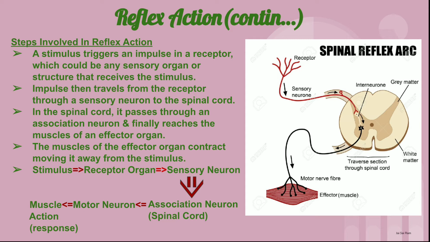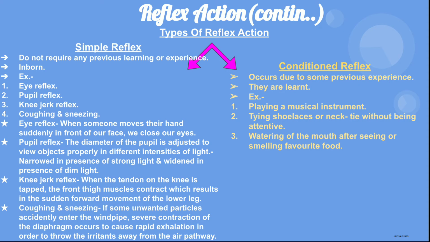From the association neuron, it is transferred to the motor neuron, and the motor neuron gives a message to the muscle to act accordingly. Okay, so this is the reflex action pathway. Now, the reflex actions are of two types: simple reflex and conditional reflex. Simple reflexes do not require any previous learning or experience. It is inborn. No previous learning or experience is required.